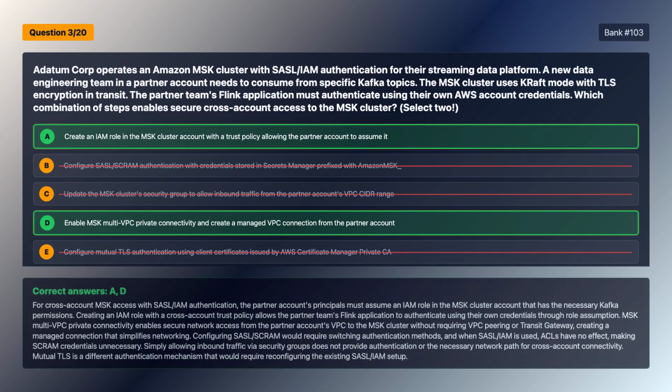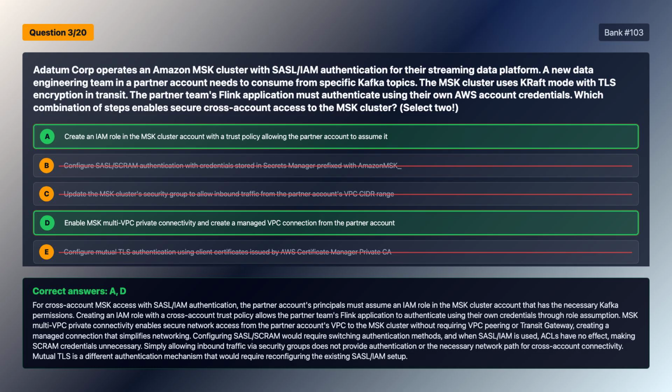The correct answers are option A and option D. For cross-account MSK access with SASL/IAM authentication, the partner account's principals must assume an IAM role in the MSK cluster account that has the necessary Kafka permissions. Creating an IAM role with a cross-account trust policy allows the partner team's Flink application to authenticate using their own credentials through role assumption.